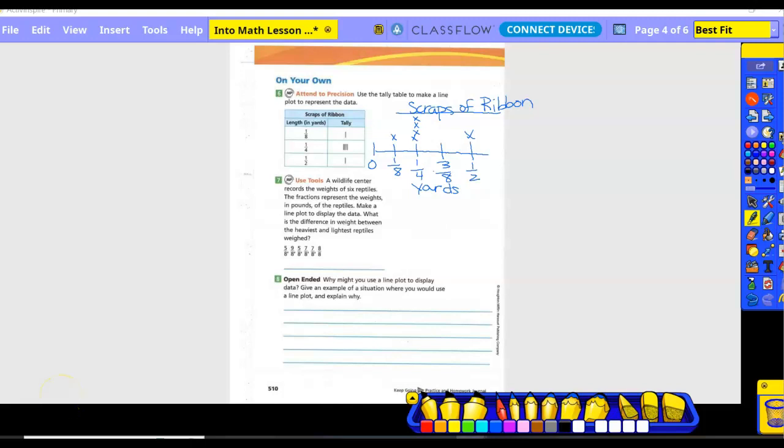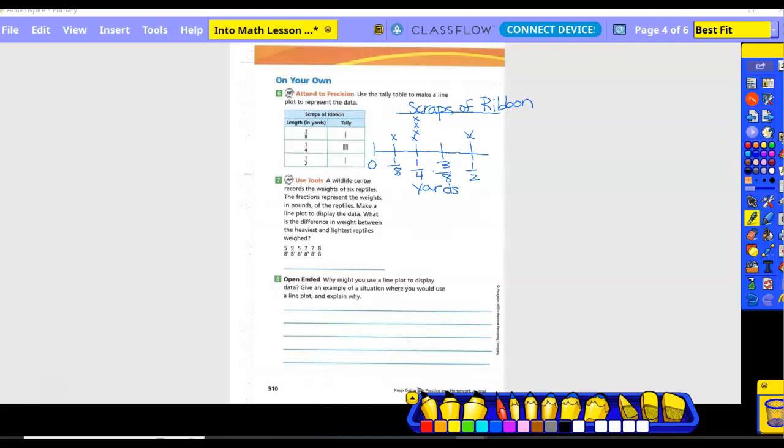Number 7, a wildlife center records the weights of 6 reptiles. The fractions represent the weights in pounds of the reptiles. Make a line plot to display the data. What is the difference in weight between the heaviest and lightest reptiles weighed? Okay, so just so I have a little bit more room, I'm going to work over here.